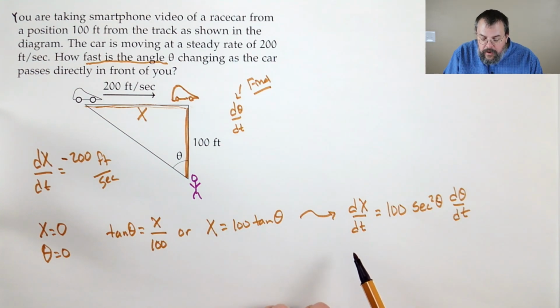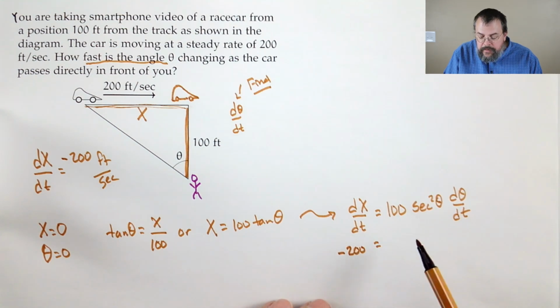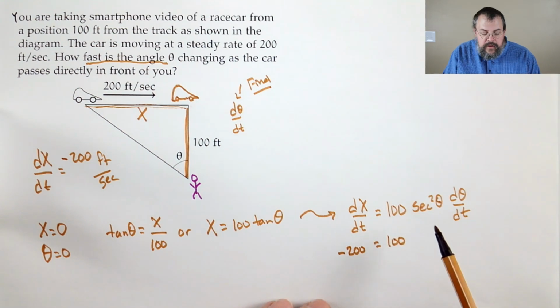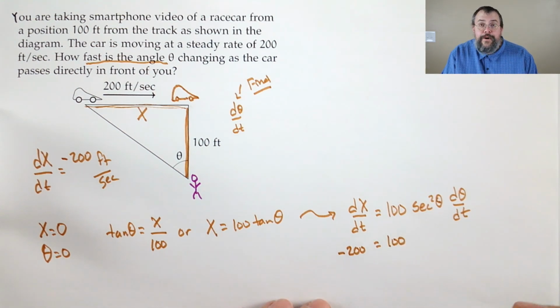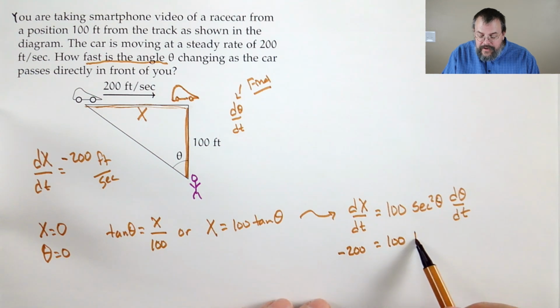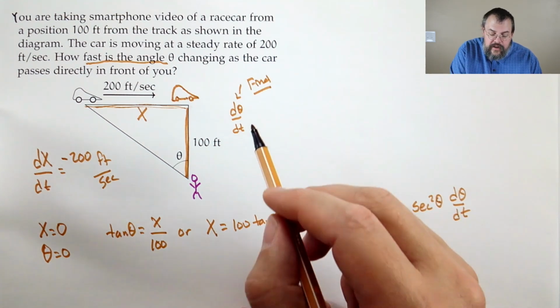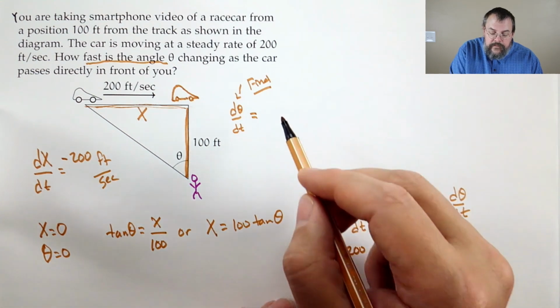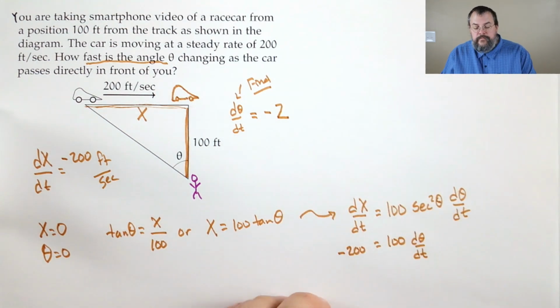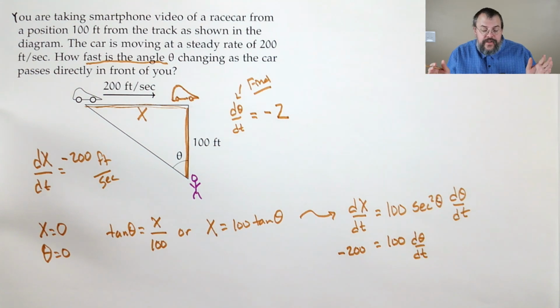All right, so what do we have? So we have negative 200. Here we have 100. And then we have to multiply it by secant squared of 0. Well, what's secant of 0? Secant of 0 is 1. So if you square that, you still get 1. So dθ/dt, now divide by 100, we come to the conclusion that dθ/dt is equal to negative 2. Now, we're done. We found the answer.